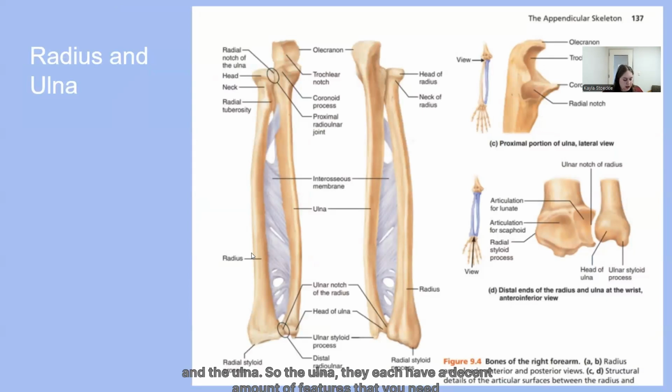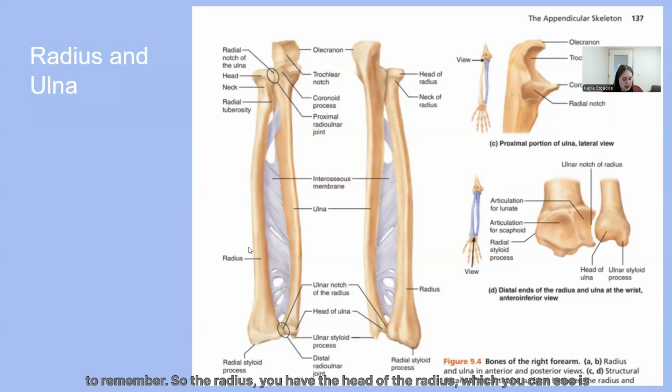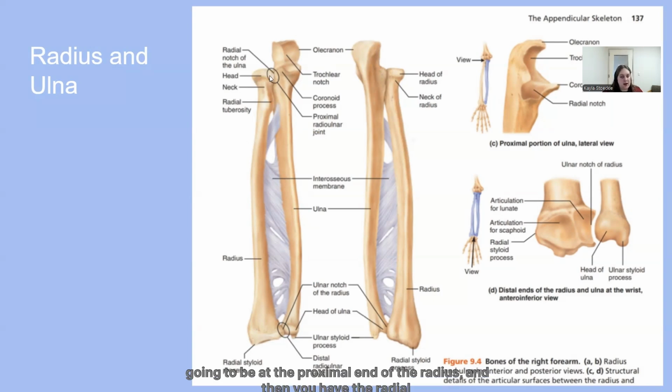They each have a decent amount of features that you need to remember. So the radius, you have the head of the radius, which you can see is going to be at the proximal end of the radius. And then you have the radial tuberosity, which is a little bit lower, so it's a little distal to it. You can see it's a slight bump in the radius that is going to be very close to, if not connected to, the ulna.